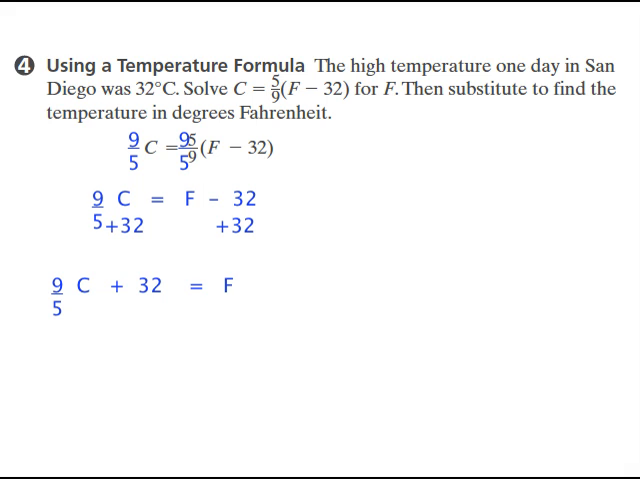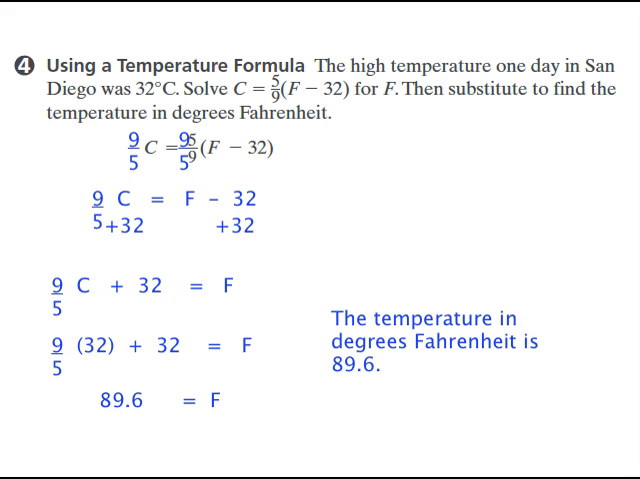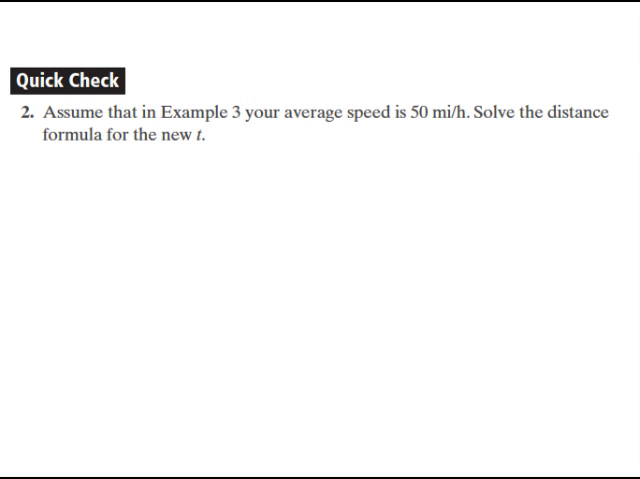Now we're ready to substitute in the 32 degrees. So we're going to have 9/5 times 32 plus 32 will equal f. 9/5 times 32 plus 32 equals 89 6/10. So the temperature in degrees Fahrenheit is 89.6. Try quick check number 2 on your own. Pause the video, work the problem. When you're ready, start the video again.